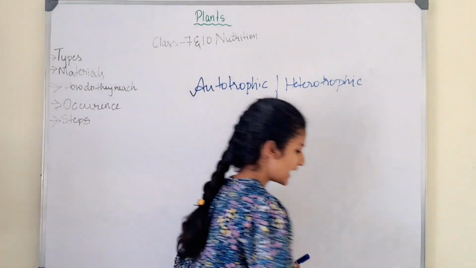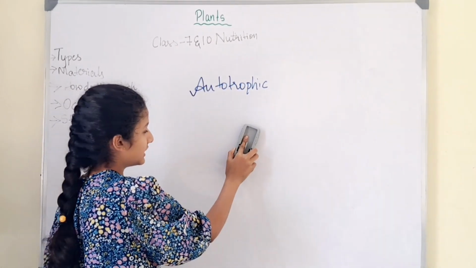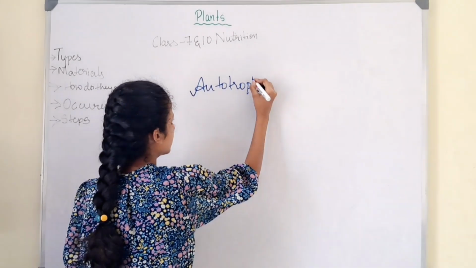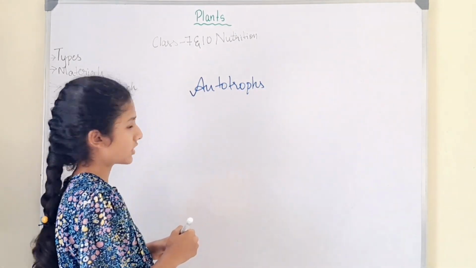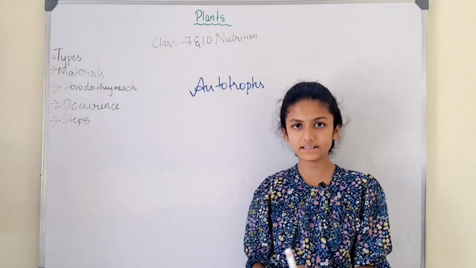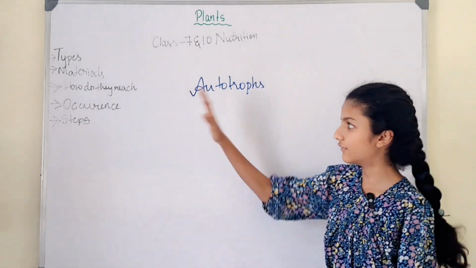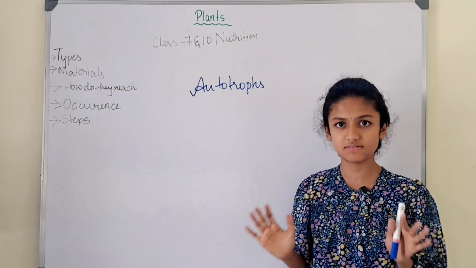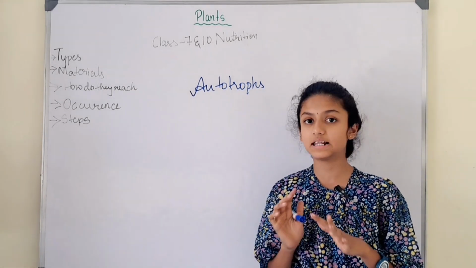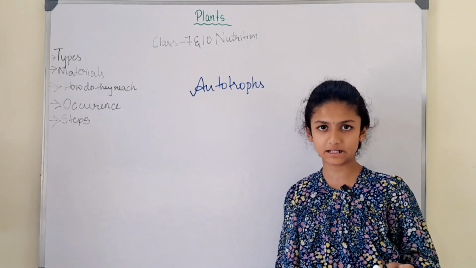Now plants. Which type of nutrition do plants perform? Plants perform autotrophic nutrition, and plants are autotrophs. These autotrophs prepare their own food and synthesize their own carbohydrates. Synthesize means produce. Photosynthesis is one process by which they prepare their own food. Photo means light, synthesis means produce. Using light, they are producing something.